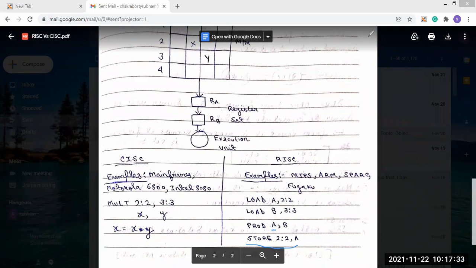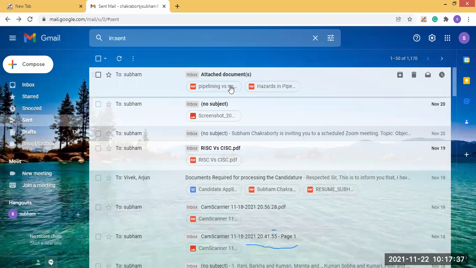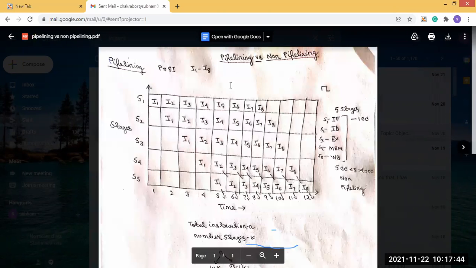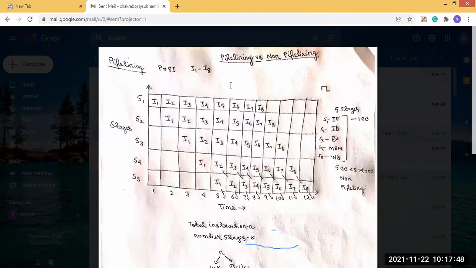Okay, so this is our difference between CISC and RISC. Now today we will start another topic, that is the concept of computer architecture, that is pipelining.